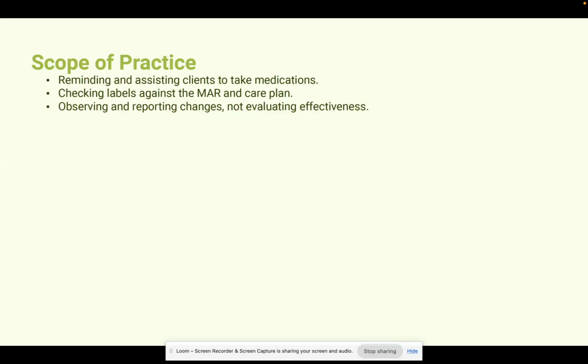Then checking the labels against the MAR and care plan, making sure it's the correct medication, correct dose and correct client. Then you will observe and report any changes after the intake, and you are not the right person to evaluate the effectiveness of the medication. If there's a little bit of dizziness, you will inform, report and document that after the client took the medication, after 30 minutes or an hour the client felt dizzy. But you will not confirm if the medication is effective or not.